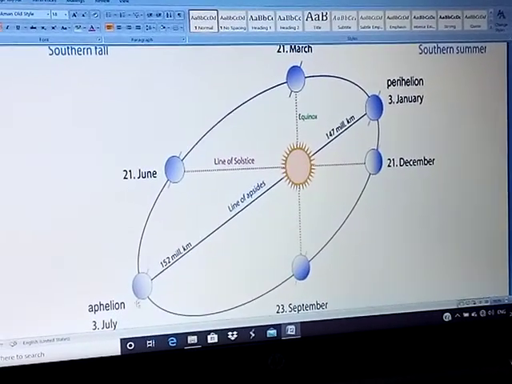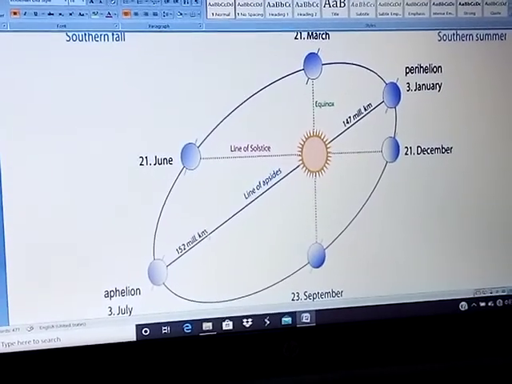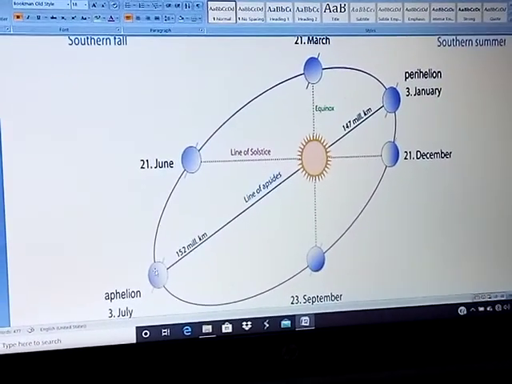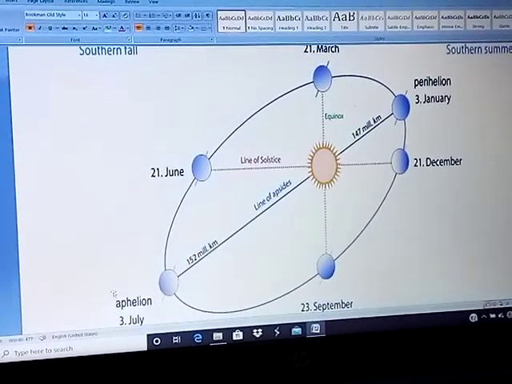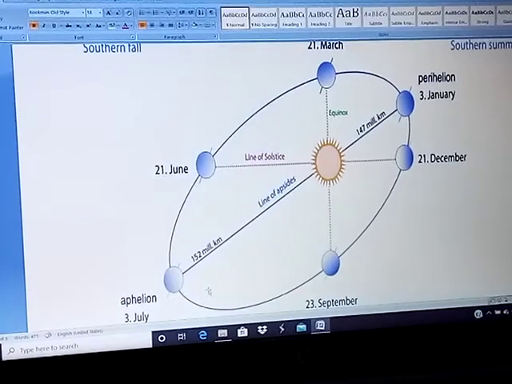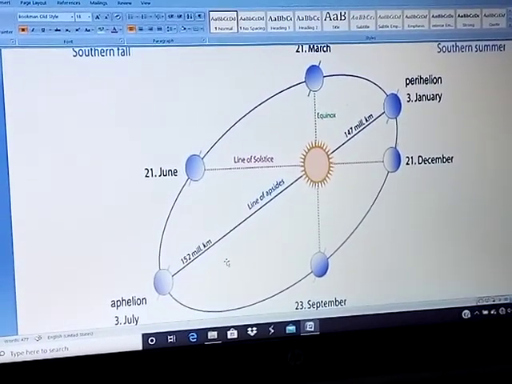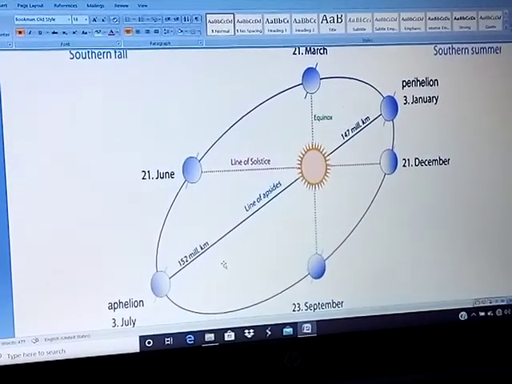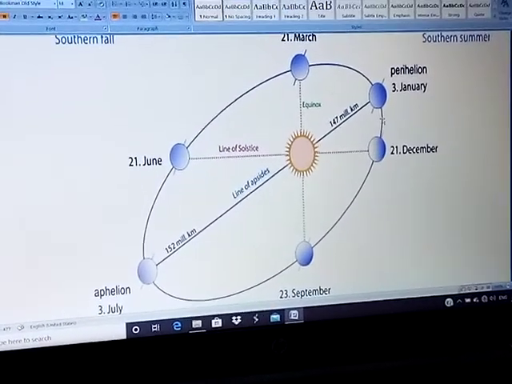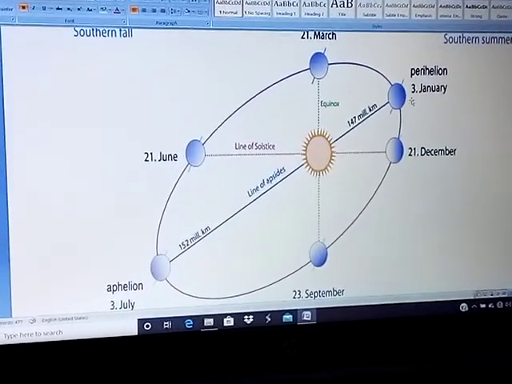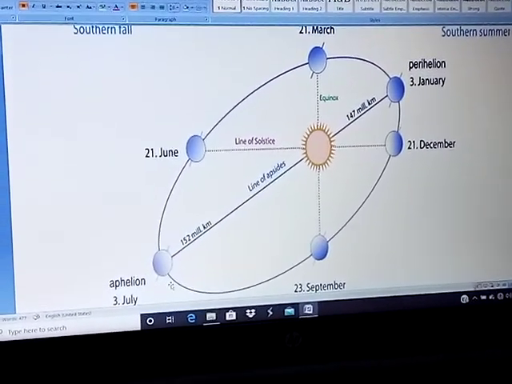On the other hand, the location of the earth which is far away from the sun is known as aphelion, which is 152 million kilometer, mkm, not just km. Now this has got particular days. The perihelion takes place on 3rd of January and aphelion takes place on 4th of July.